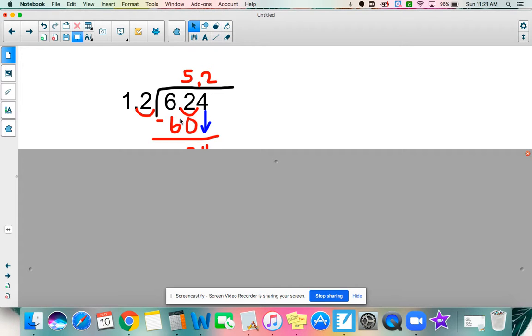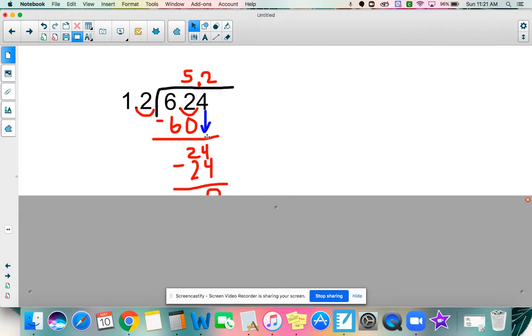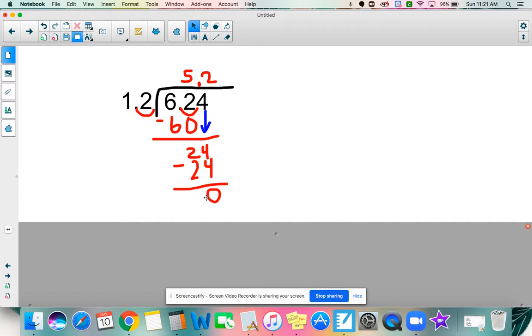60, so I can subtract 60 away from my problem. That leaves me with a 2. I brought down the 4, and 12 goes into 24 twice. And remembering that I just brought the decimal directly up from where it was after I multiplied both numbers by 10. In division, once you get down to nothing left over, your solution is up on top.